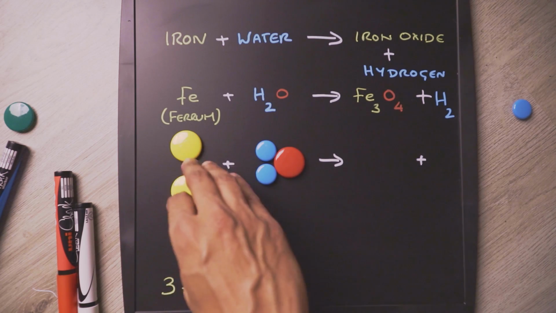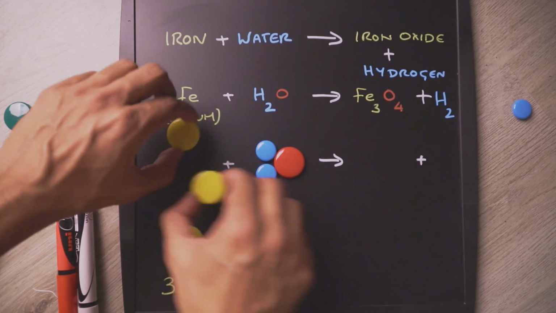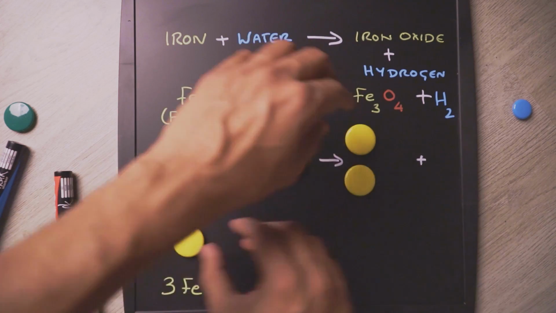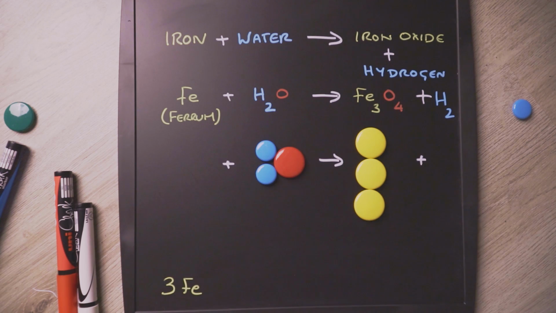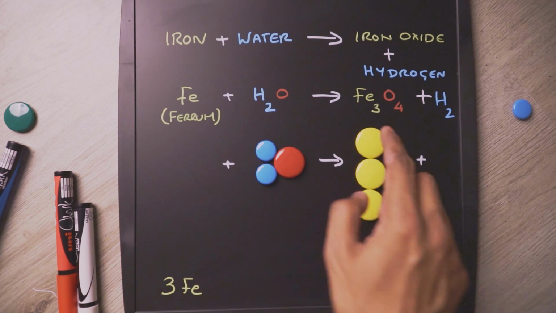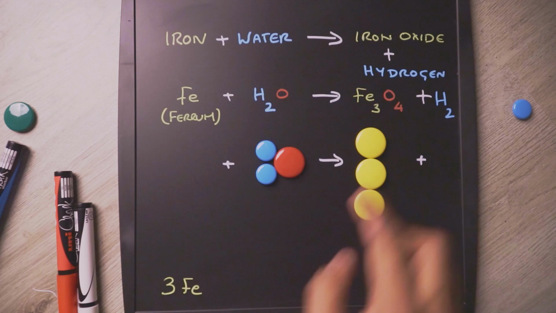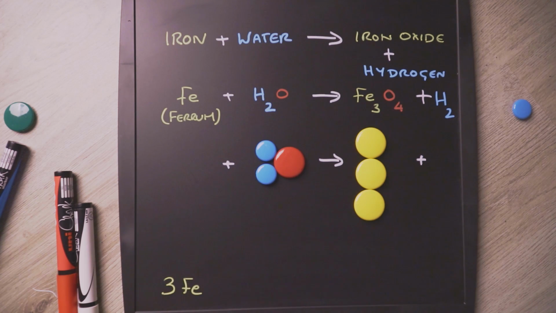Now these 3 Fe's can go and form Fe3 on the right hand side. Now they are touching because it's an Fe3 molecule. Now what do I need? I need 4 oxygens, correct? Where do I get 4 oxygens from? I only have 1 oxygen on the left hand side. So in order for me to be able to have 4 oxygens, I need 4 water molecules.